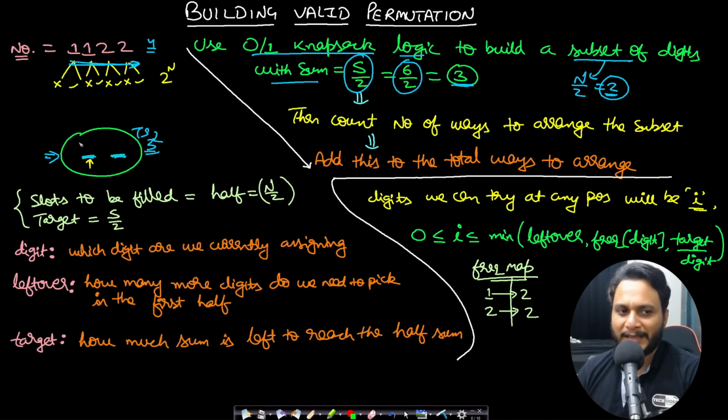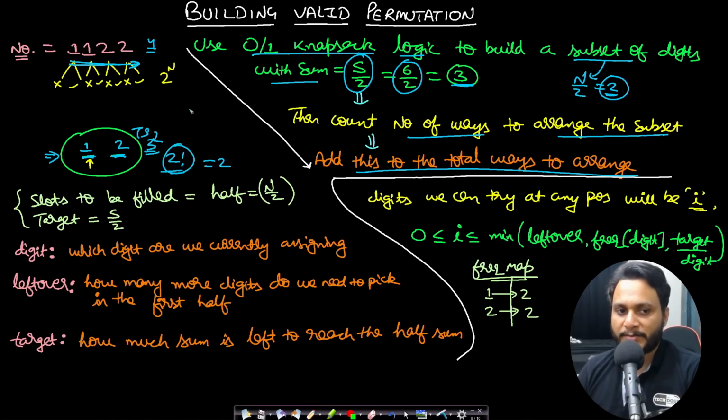Once you have done, let's say I have created 1, 2, then the next step is to count the number of ways to arrange the subset. In how many ways can I arrange? 2 factorial ways, which is 2. And we need to add this to the total number of ways to arrange. So I can arrange it in 2 factorial ways.